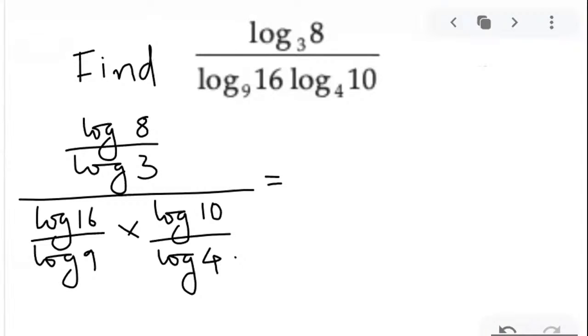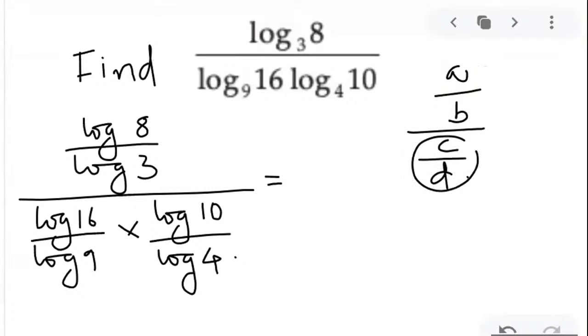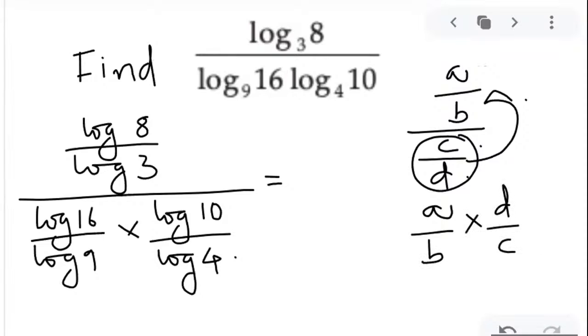Now 8 can be written as 2 cube, or we'll do another thing first. If you have A by B divided by C by D, my bottom fraction will become reciprocal and come to the top. You know that, right? A by B into D by C. Yeah? Are you aware of this? Yes, ma'am. Super.